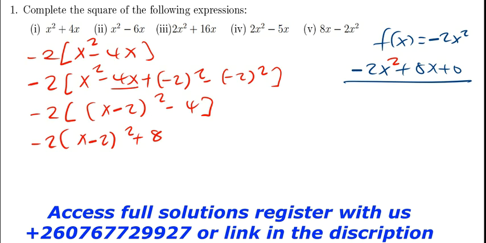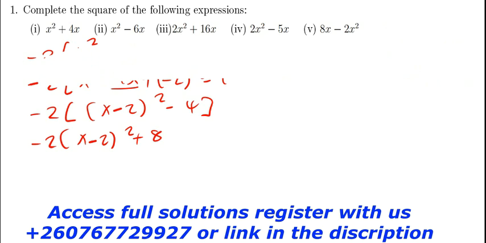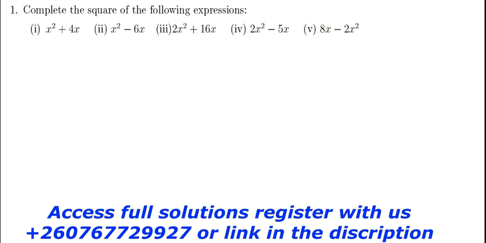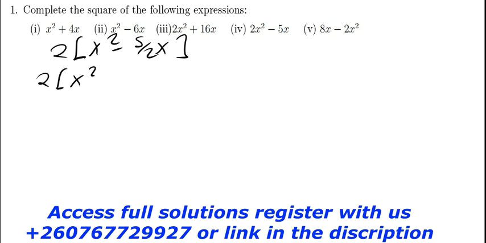So the last one now is this one. Let's see. So I'm going to factor out 2 as well. I'll remain with x squared minus 5 divided by 2 is 5 over 2x. So plus 0. So 0 you can just leave it. 2 x squared minus 5 over 2x.